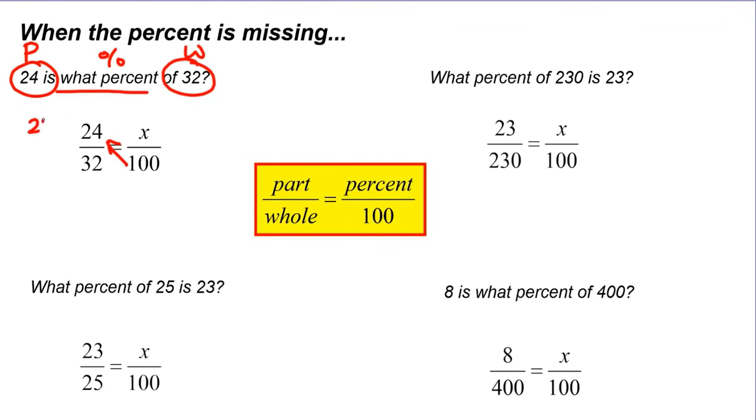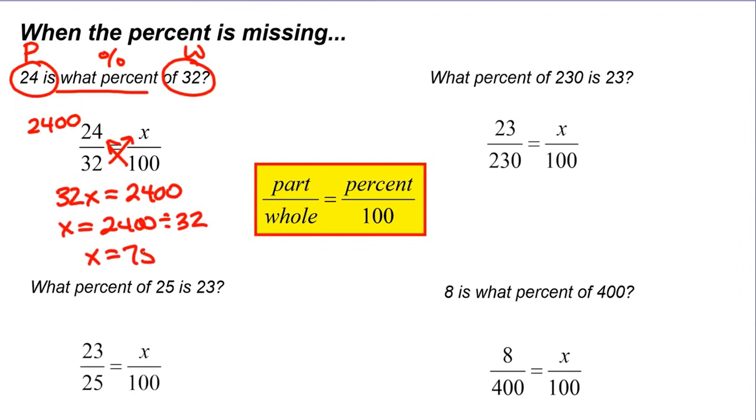100 times 24 is 2,400. And so I know 32 times X equals 2,400. So X would be 2,400 divided by 32, and that gives me 75. Now, when the percent is missing, we have to be careful and make sure that we put a percent symbol on our answer because we were looking for a percent. So 24 out of 32 basically is what percent? That's 75%. 24 out of 32 is 75%.